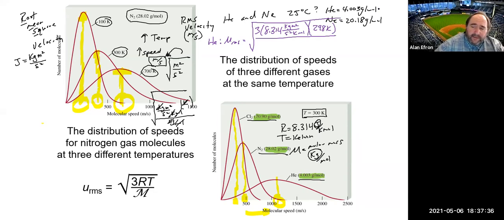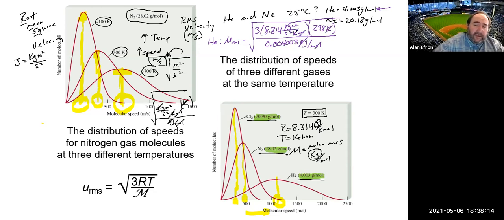Remember, though, that we do need to do a conversion here so that everything cancels out correctly. So that's in grams, and there's 1,000 grams in a kilogram, which means we need to divide that number by 1,000 or move the decimal place, and that would get us 0.04003 kilograms per mole. Again, the kilograms are necessary here to really get rid of the kilograms that are represented by the joules. Again, the Kelvin will cancel, the moles will cancel.